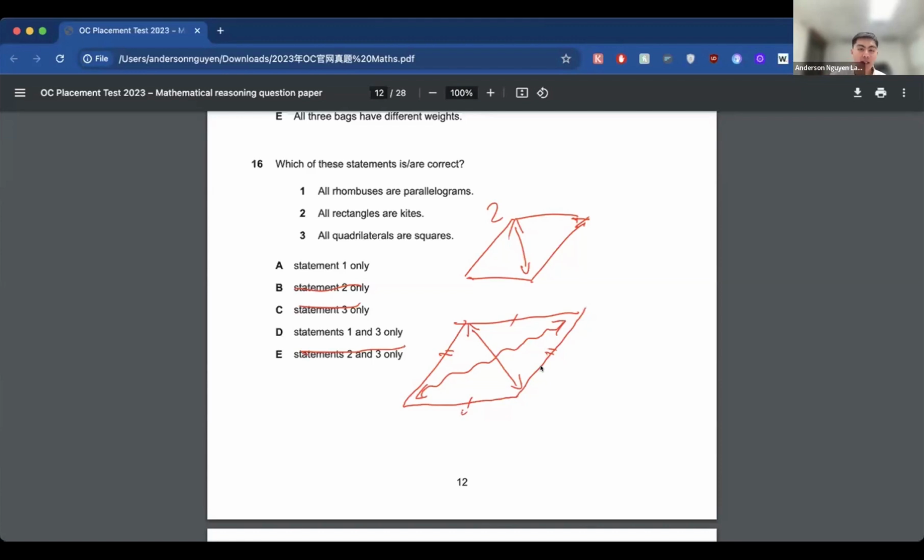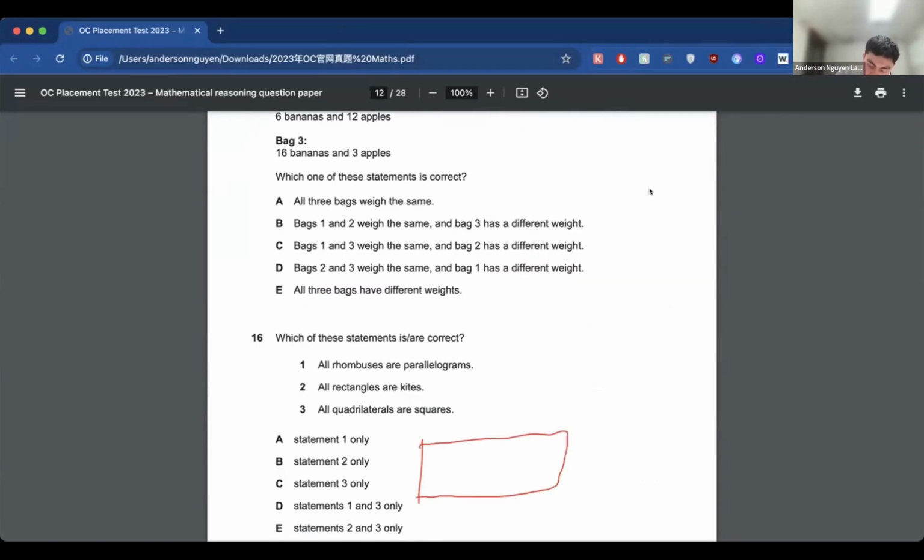Now, if we check 2, all rectangles are kites, guys, that's not true. The problem with our kites and our rectangles is that in our kites, the diagonals meet at 90 degrees. But if we look at our diagonals here, they don't necessarily meet up at 90 degrees. So that breaks down one of our statements. But also, in terms of the opposite sides, rectangles have opposite sides equal to each other. Kites, that's not the case. So anything with statement 2 is wrong. So therefore, E and B are wrong.